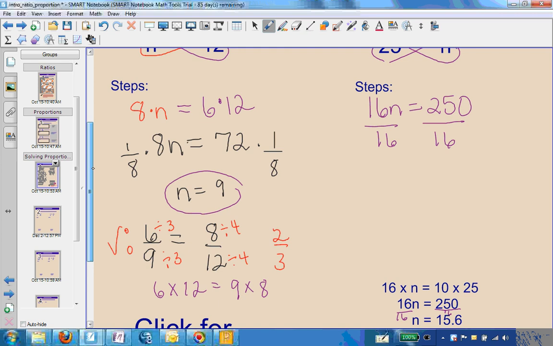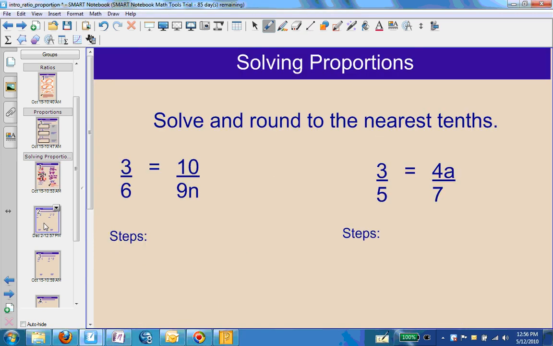Now, one thing you need to keep in mind in this case is I actually rounded the 15.6. So when you go to do your check step and you multiply 16 times 15.6, you'll actually get 249.6, which is really close to 250, but not exactly 250. And that's because of rounding. And there's no way to avoid that. So let's look at some harder problems.